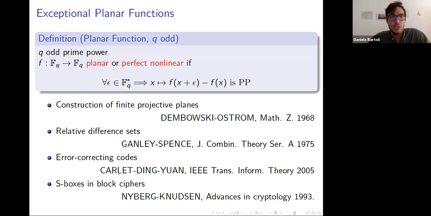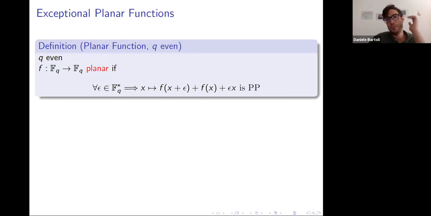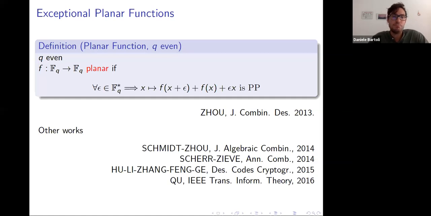Now, if q is even, you can easily check that the derivative f(x + epsilon) minus f(x) can never be a permutation. The best that you can have is that it is a 2-to-1 function. So in 2013, Yue Zhou modified the definition of planar functions for q even, basically just adding this extra term, epsilon x, but the assumption is again that for any epsilon non-zero, this expression is a permutation.